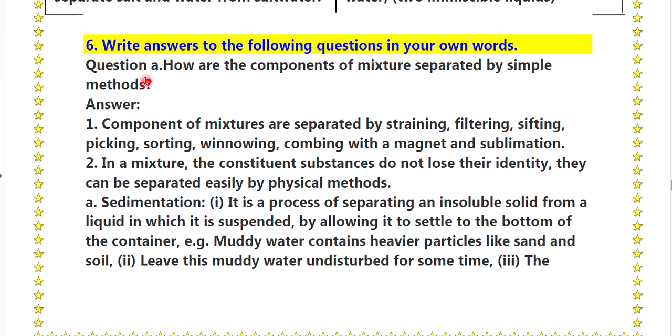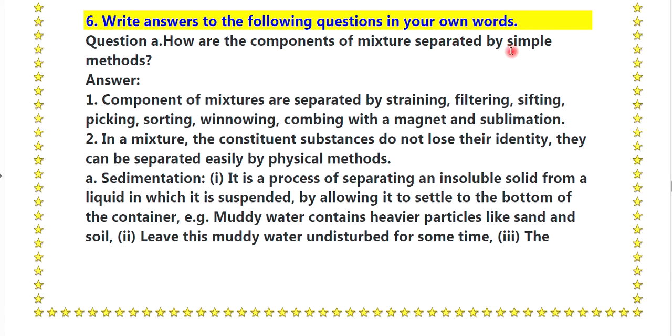Question number 6, write answers to the following questions in your own words. In that question, first, how are the components of a mixture separated by simple methods? Answer: in that first point, components of a mixture are separated by stirring, filtering, sifting, picking, sorting, winnowing, combing with a magnet, and sublimation. Second point, in a mixture, the constituent substances do not lose their identity. They can be separated easily by physical methods.